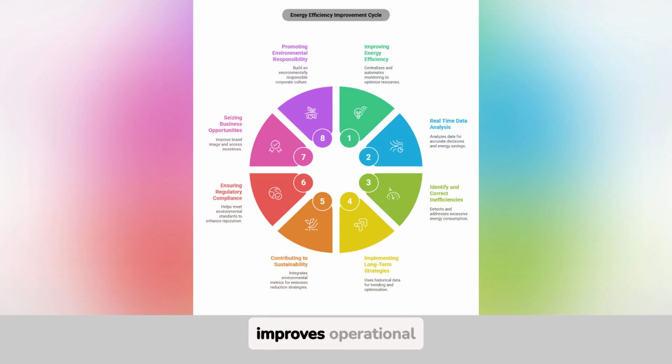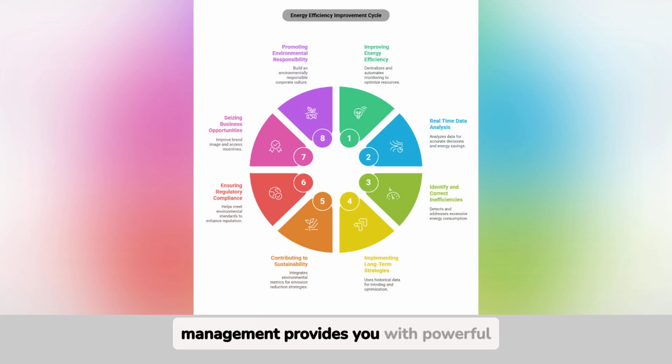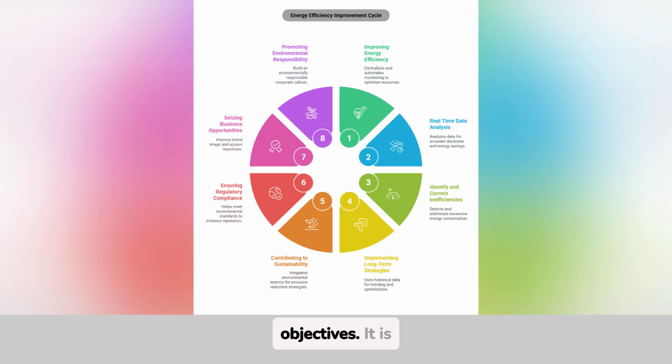This approach not only improves operational efficiency, but also drives our sustainability and energy efficiency initiatives, which are key to the company's future. In addition, it allows us to build a corporate culture that is more aligned with environmental responsibility. The integration of the multi-agent system with AI in energy efficiency and sustainability management provides you with powerful tools to optimize processes, reduce costs, and at the same time, meet your environmental objectives. It is an investment that strengthens your competitiveness and corporate responsibility.